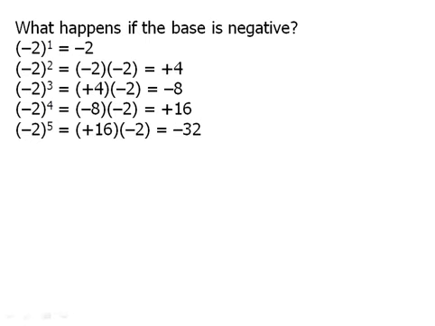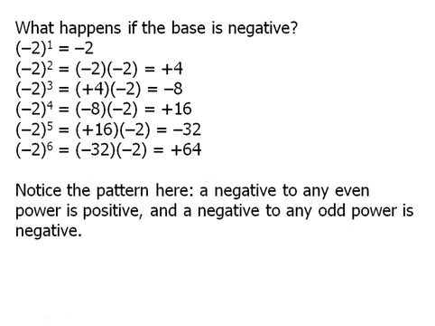And notice we have kind of an alternating pattern here. We're going from negative to positive, negative to positive, negative to positive. So we get a negative to any even power is a positive number, and a negative to any odd power is negative. We'll talk more about this in the next video.